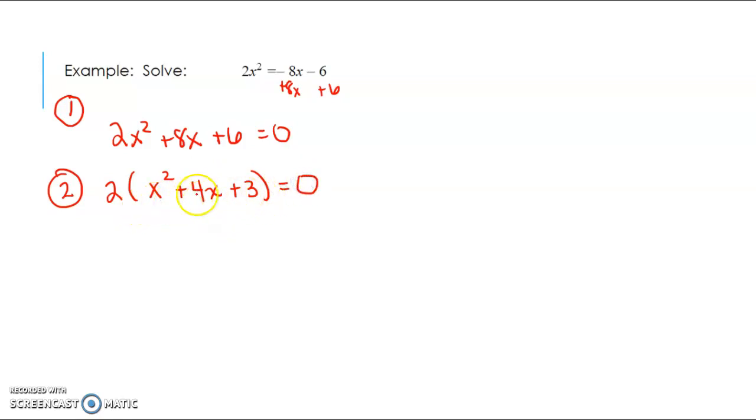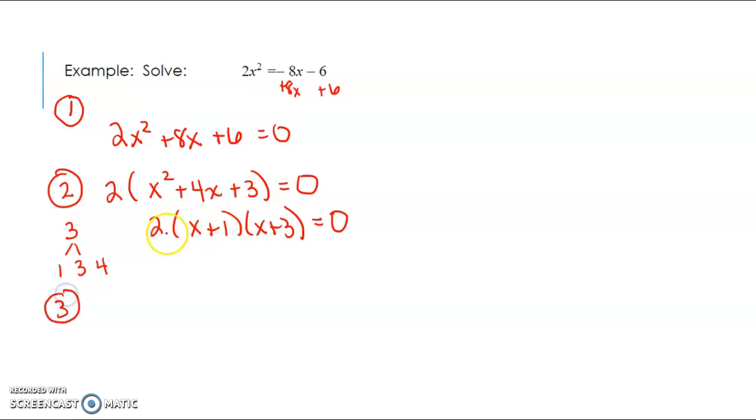Then I'm going to factor this trinomial here. So my ac tree, I have got 3. It's going to add to 4. Oh, well, that's easy. That's 1 and 3. Okay, if we've taught you the cheat, you know it's x plus 1, x plus 3 equals 0. And then step 3, use that zero product property.